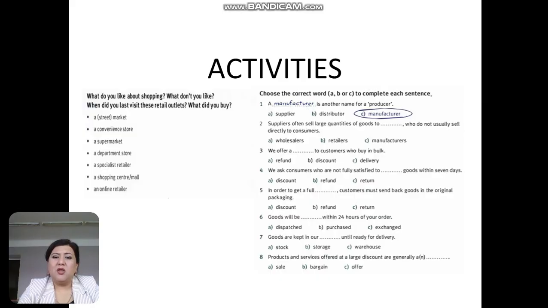The second activity is choosing the correct word to complete the sentences. The first example is given for you. A manufacturer is another name for a producer. And in the next sentences, you have to find the appropriate word which completes each sentence.